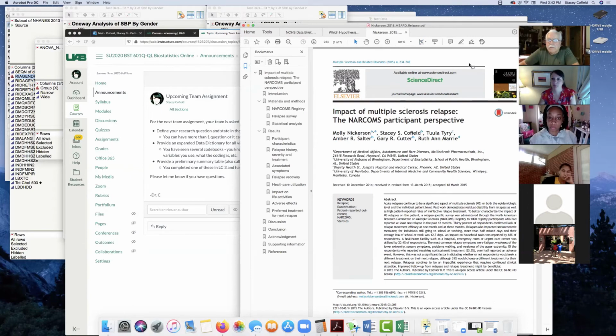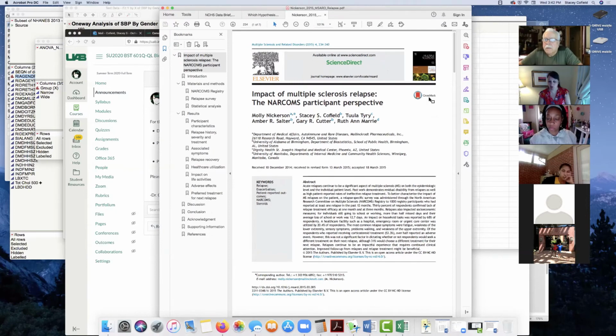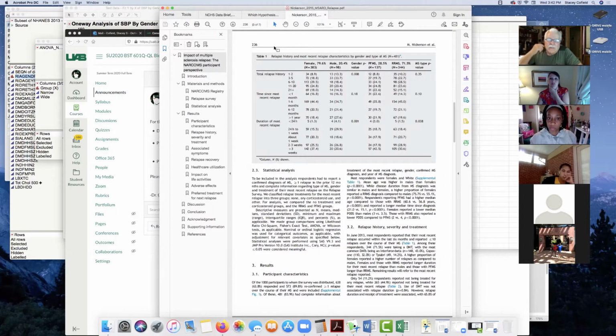I'll look at this paper. This is a published paper, and when you start to see published papers, you'll very commonly see something called a Table 1. This is a real common thing, and it is your cohort description. This Table 1 has collapsed a couple of things, but you can see that our variables of interest are gender and type of MS. And then we've looked at them across relapse history, time since most recent relapse, and duration. How long did their relapse last?